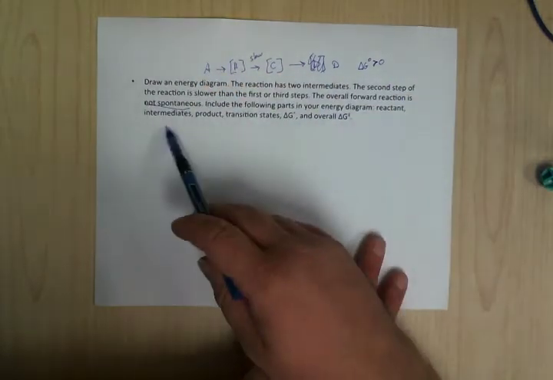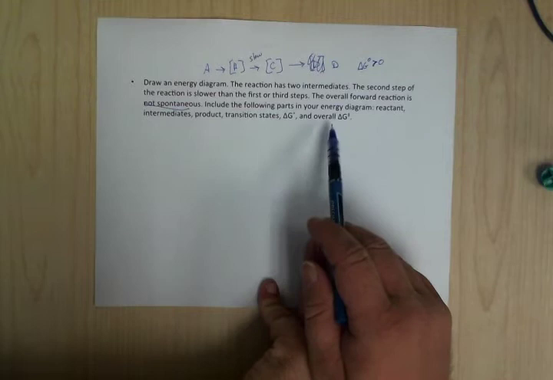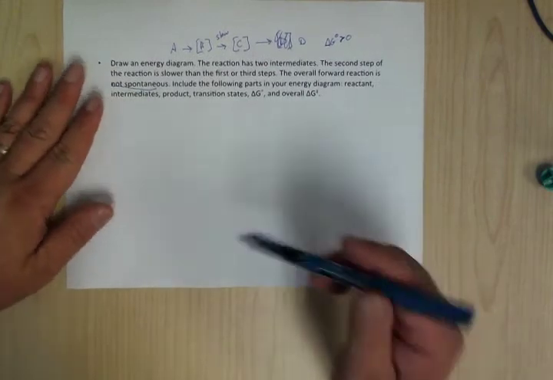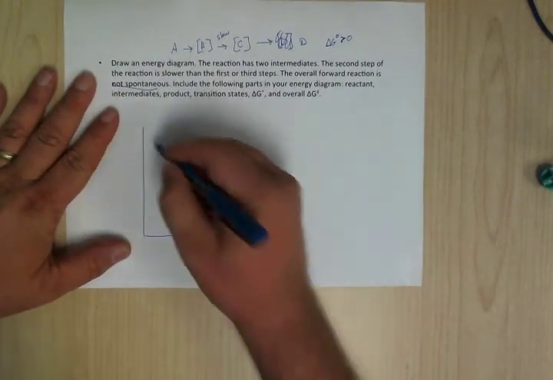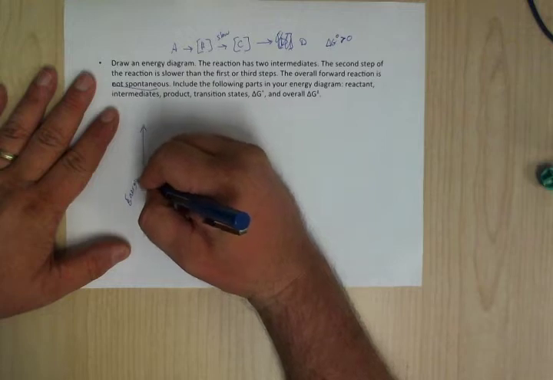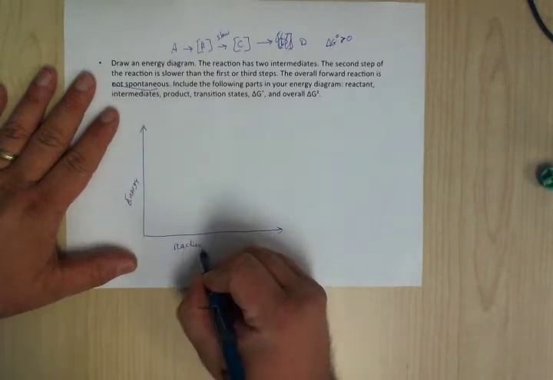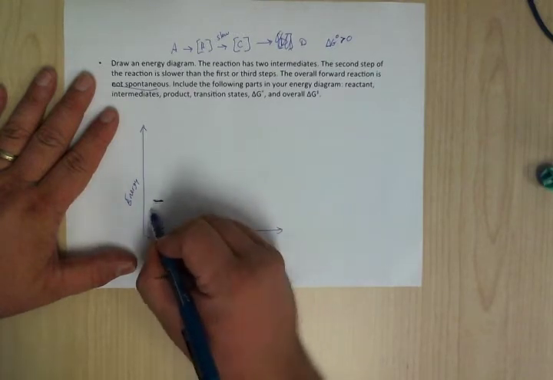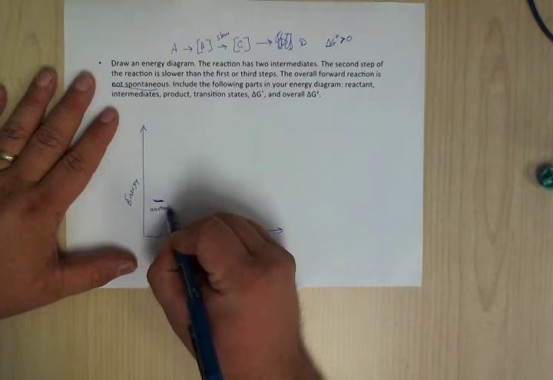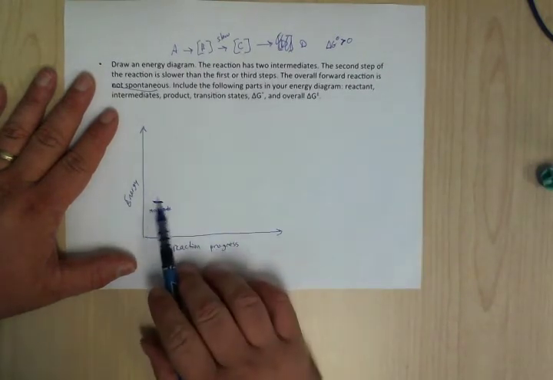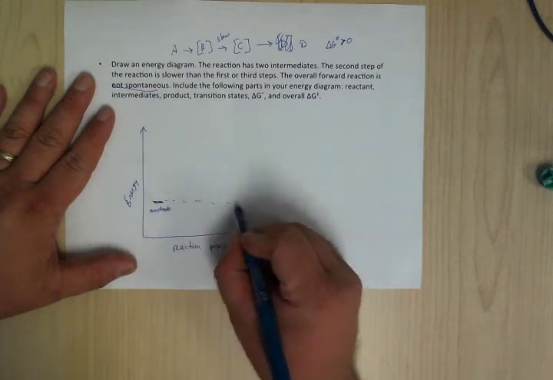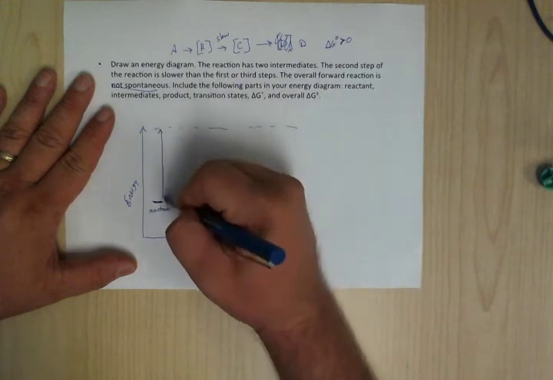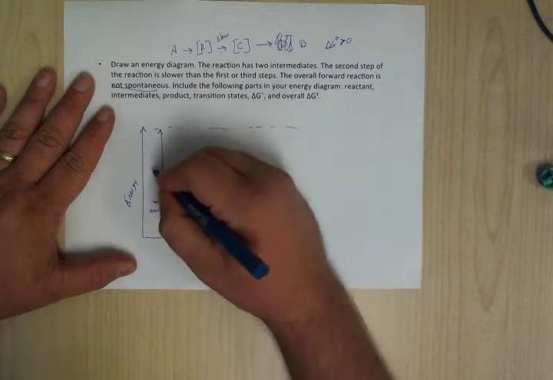So include the reactants, intermediates, products, transition states, delta G overall, and delta G double dagger, which is your activation energy. You're going to start here, and I'm going to put the energy and reaction progress axes. Start about a third of the way up, and that'll be your reactants. All the delta G's are relative to that reactant. Up here, mark delta G double dagger.